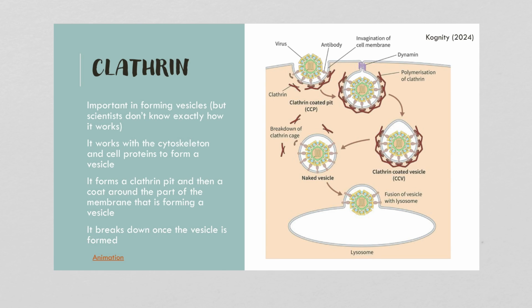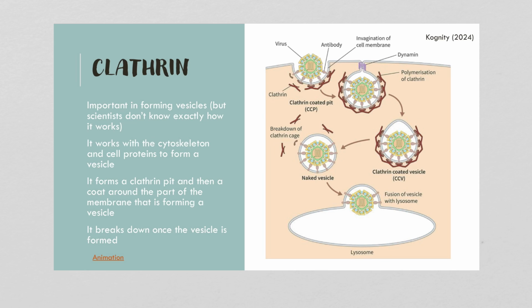Finally, clathrin is an important part of forming vesicles, but scientists still don't know exactly how clathrin works. But this diagram and my explanation will do our best to help explain based on our knowledge so far. So it works with the cytoskeleton and cell proteins to form a vesicle. It forms, first of all, a clathrin pit, and then a coat around the part of the membrane that is forming a vesicle. And then eventually, once the vesicle is formed, it will break down again.